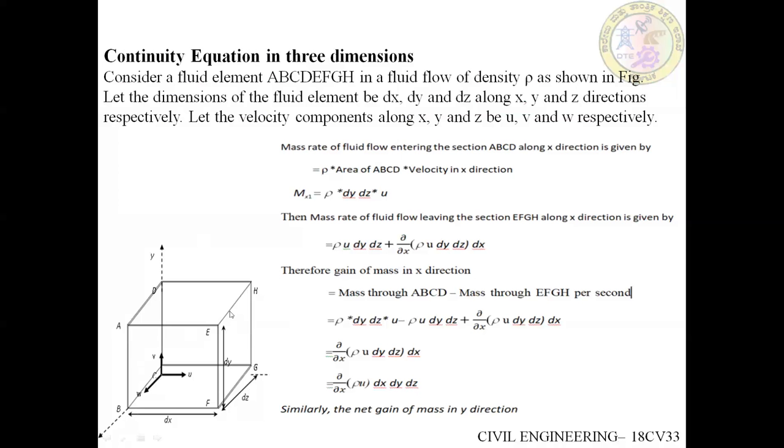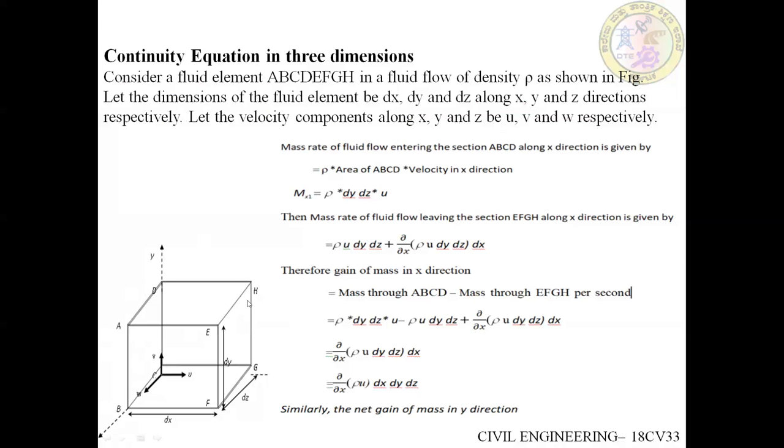The mass rate of fluid flow entering the section ABCD along the x direction is given by rho into area into velocity in x direction. So rho is the density, and the area of this side, that is ABCD, is like a rectangle. So the area will become dy into dz. This is dy and this is dz. Into the velocity in x direction, which is u.